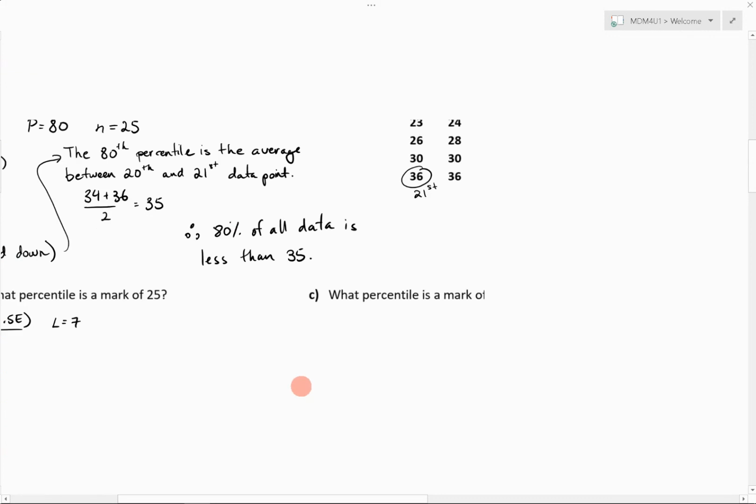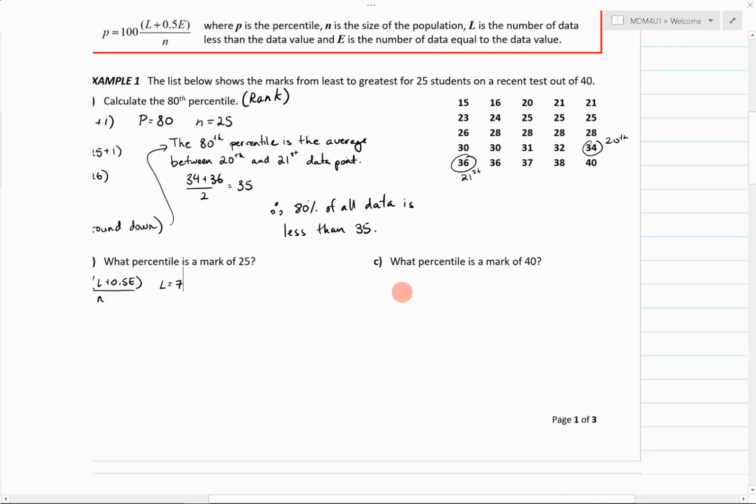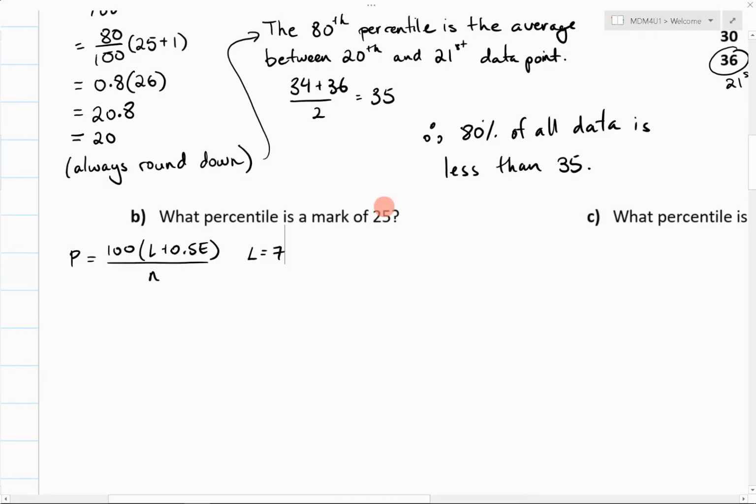Where I get 7 from is, you have to go back to the table of values. So here's 20, 25. We have 3 of them here. So how many numbers are less than 25? 1, 2, 3, 4, 5, 6, and 7 over here. So 7 data values are less than 25, so L equals 7. I also pointed out that 25 repeats 3 times, so E, the number of times this value repeats, is 3. And N, again, is the number of data values in our set, so we have 25 data points.